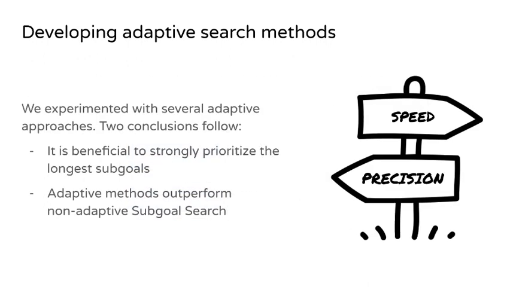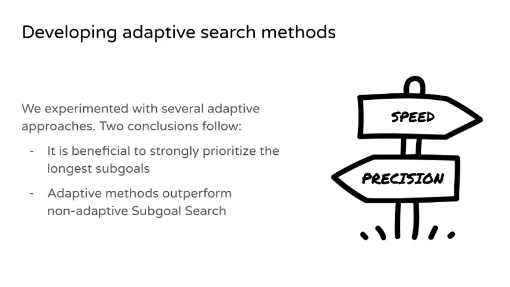We tested several strategies for scheduling subgoal distances. One that worked best was to strongly prioritize the longest subgoals and retract to the shorter ones only when the search is stuck. This approach outperformed other, arguably more natural approaches by a wide margin. Importantly, we found that every adaptive method we tested outperformed the non-adaptive subgoal search.